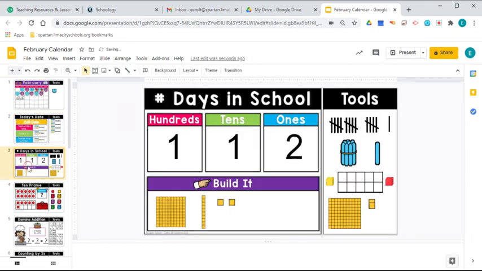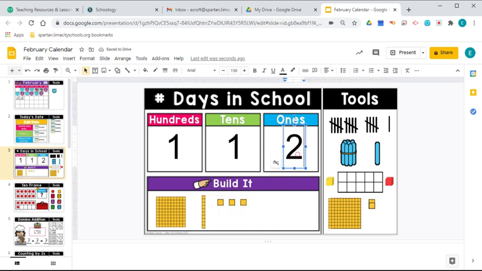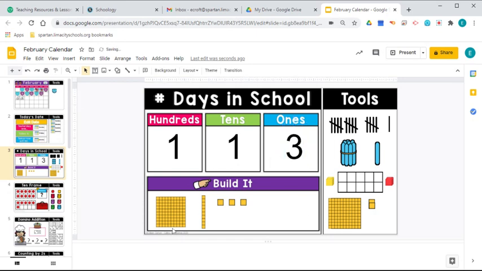All right. Counting our days in school, let's go ahead and add another 1. There's a 1. So we've got to change things up here because now we have 3 ones. So that means we have 100, 10, and 3 ones. So we've been in school for 113 days. So here's 100, 110, 111, 112, 113.